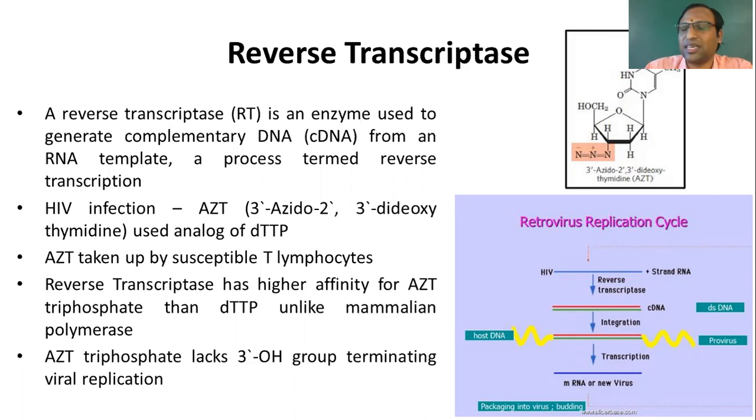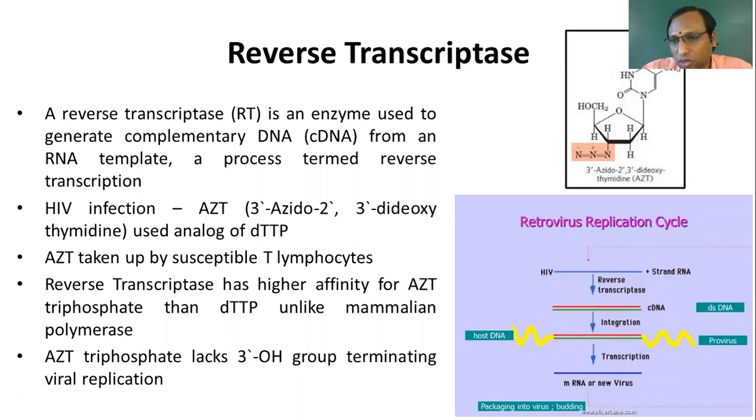When HIV infection comes inside, for the analog of TTP, that is thymidine triphosphate, what we are doing is giving AZT, that is 3' azido 2',3' dideoxythymidine. When we give this, what is happening? The AZT is taken up by susceptible T lymphocytes. So those which are very weak will be taking this AZT. So this will be present.